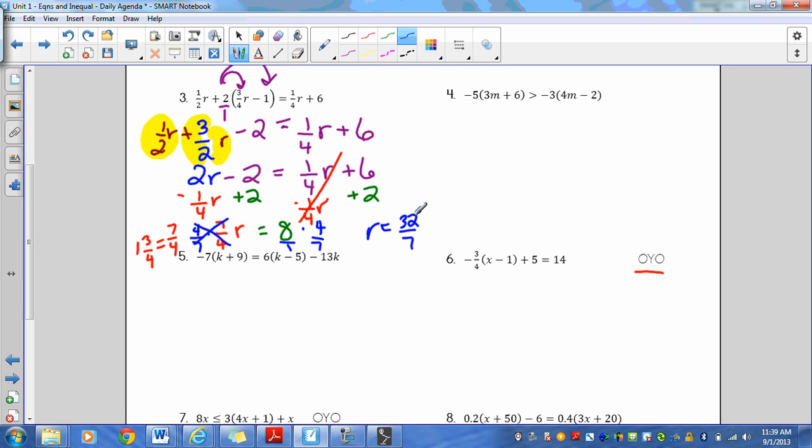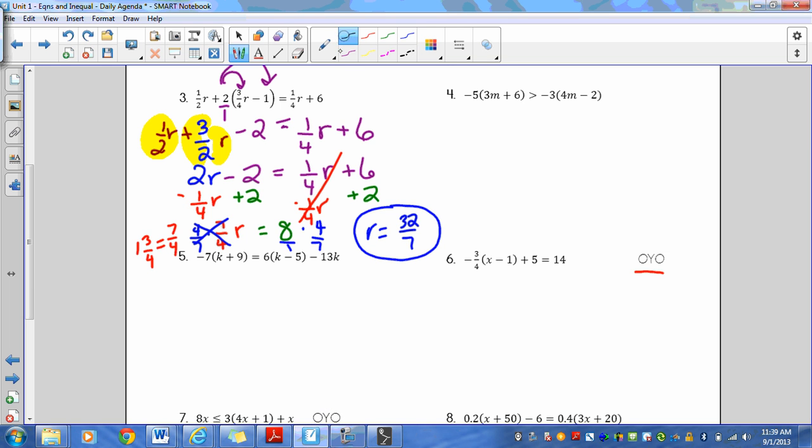32/7. Not a pretty answer by any means, but sometimes answers aren't pretty in real life, so it's going to model that. You don't always get a nice answer. So a lot of working with different common denominators to try to combine things together. So that was number 3.